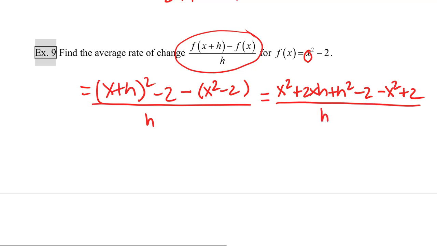Now things can cancel in the numerator. I have a positive x squared and a negative x squared, a negative 2 and a positive 2, and now I'm just left with two terms in the numerator that each are divisible by h. So I will take 2xh over h and simplify that to 2x, and I will take h squared over h and turn that into h.